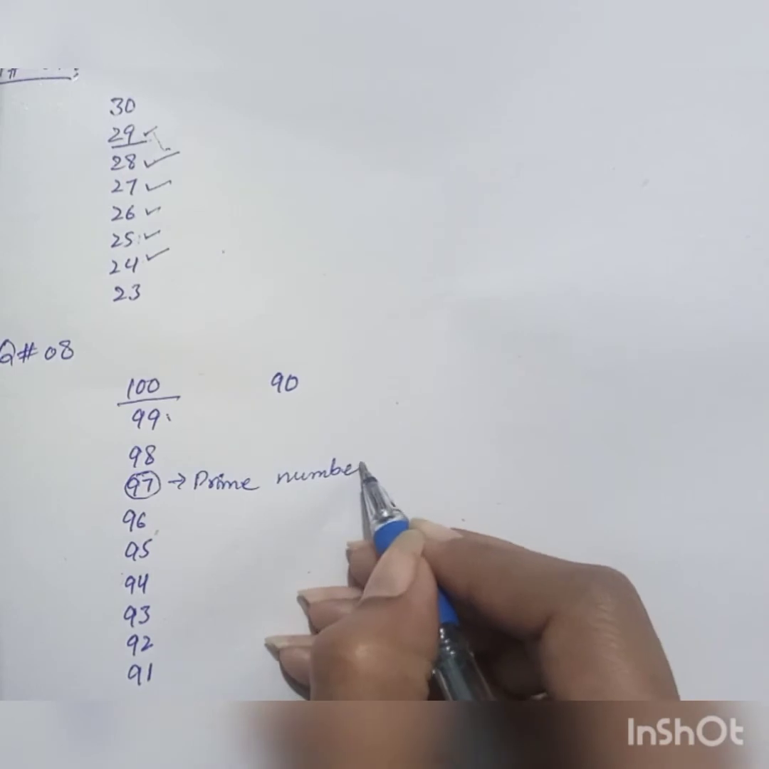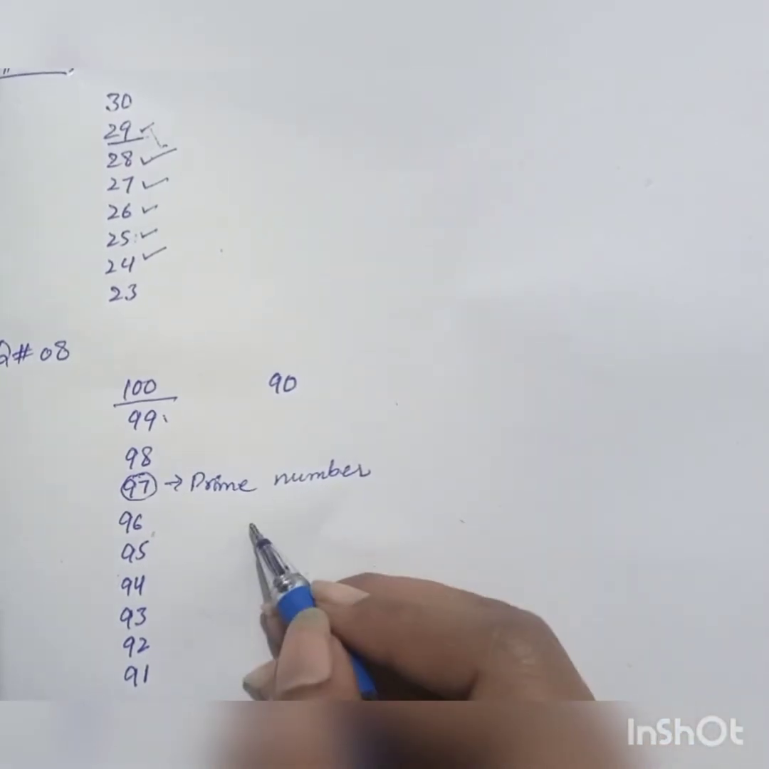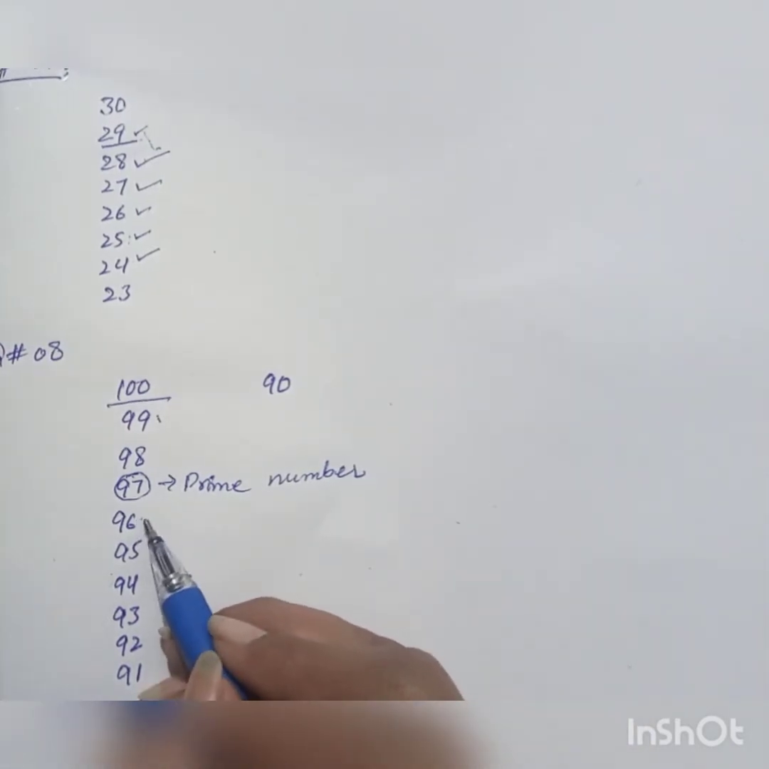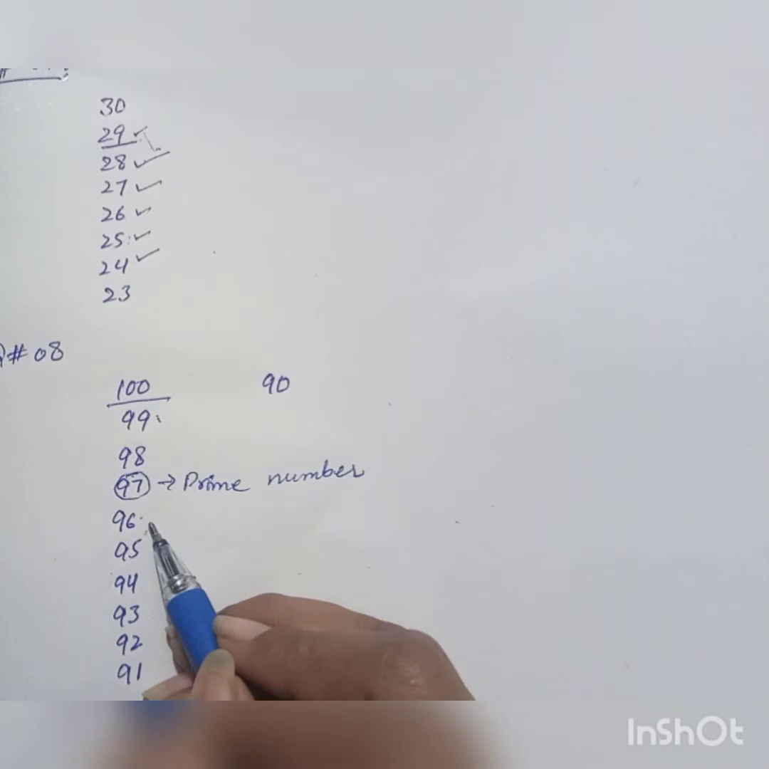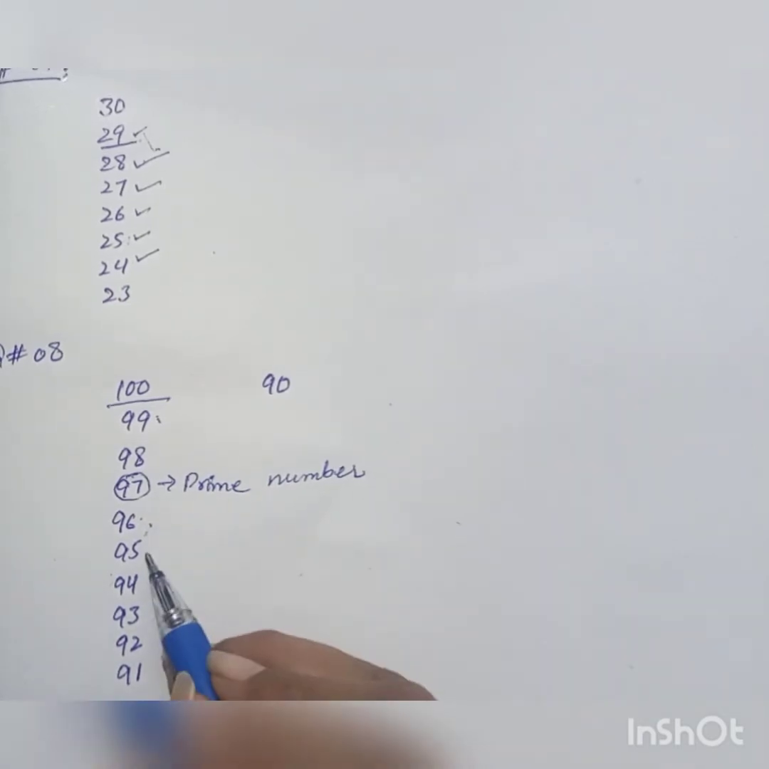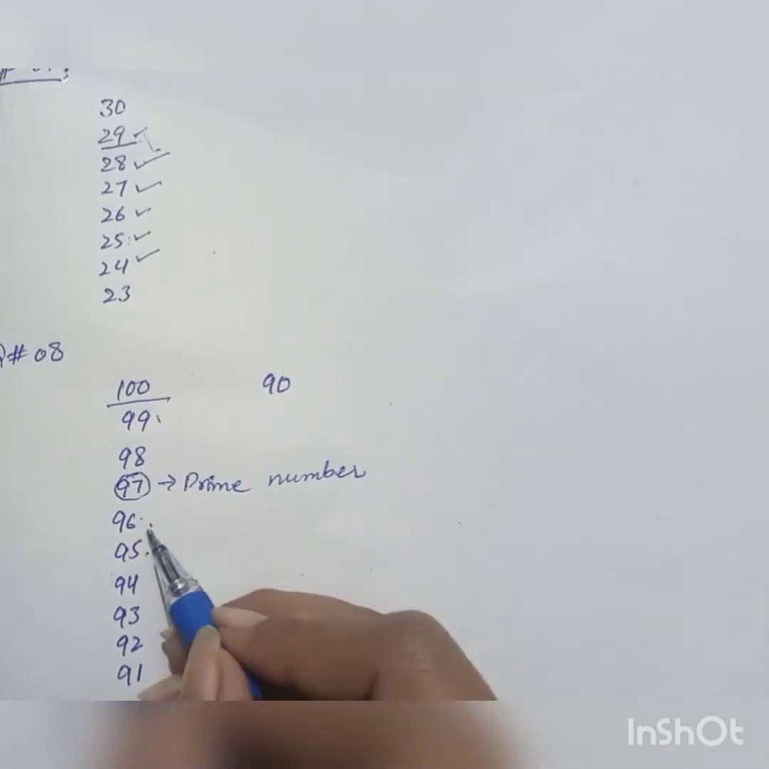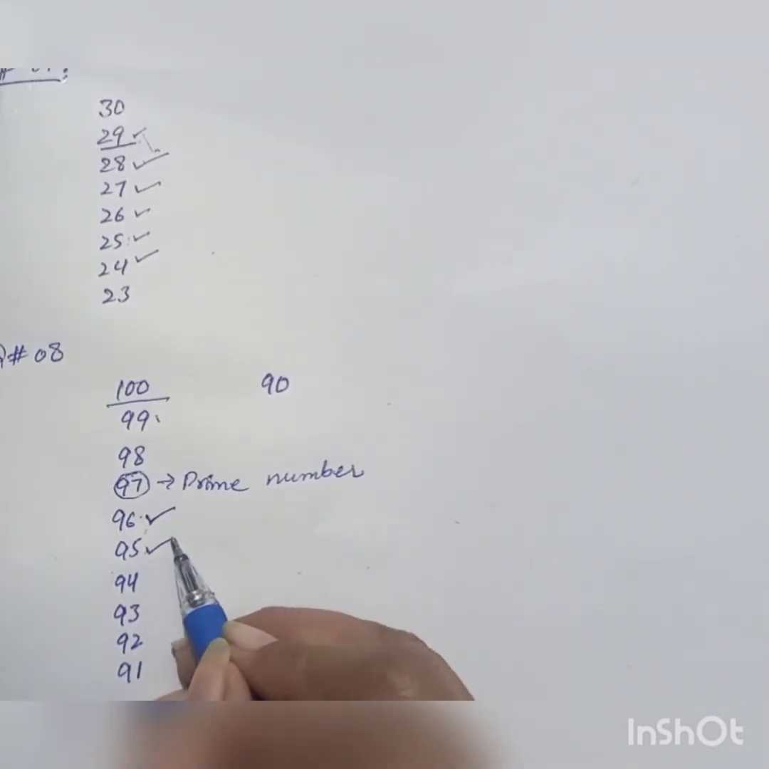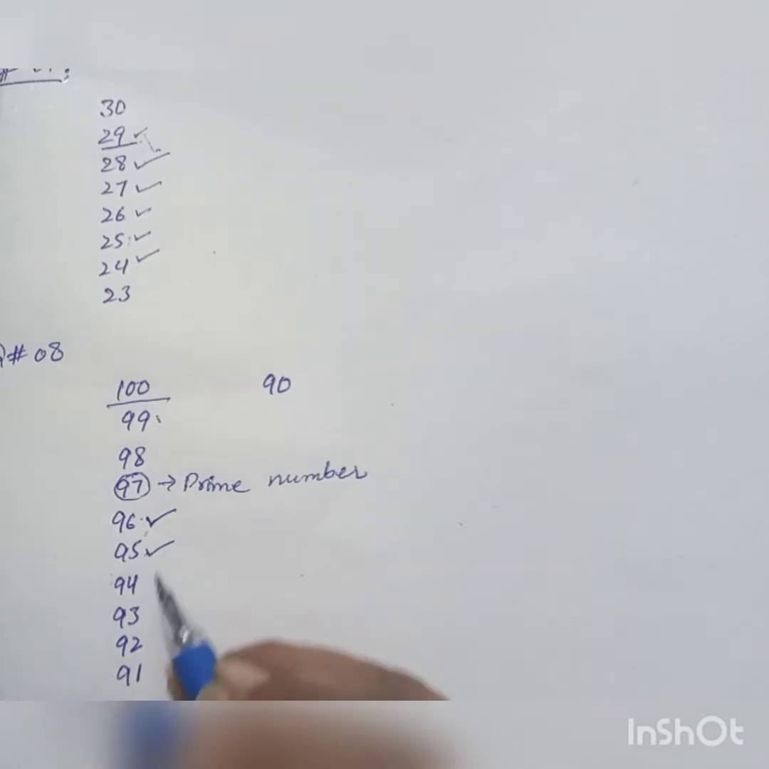And in the question it is already mentioned that we have to write the consecutive 7 composite numbers, which means there should not be any gap. So let's start from the number 96. 96 is not a prime number, it is a composite number as it has more than 2 factors and it is divisible by 1, 2, 3, 4, 6, 8 and so on. 95 is also a composite number, as it contains more than 2 factors.